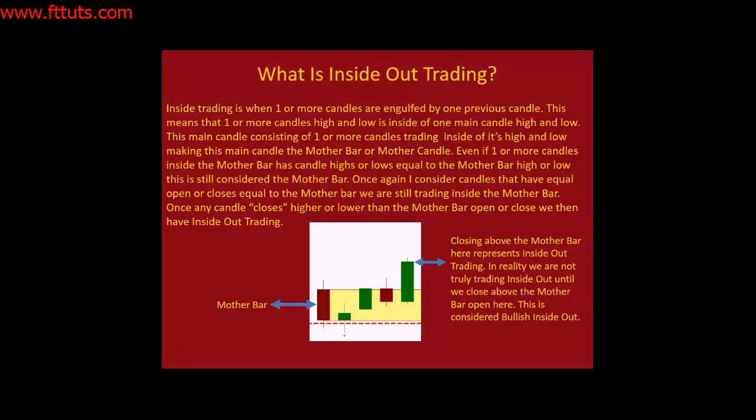Even if one or more candles inside the mother bar has candle highs or lows equal to the mother bar high or low, this is still considered the mother bar. Once again, I consider candles that have equal open or closes equal to the mother bar. We are still trading inside the mother bar. Once any candle closes higher or lower than the mother bar open or close, then we have inside out trading.